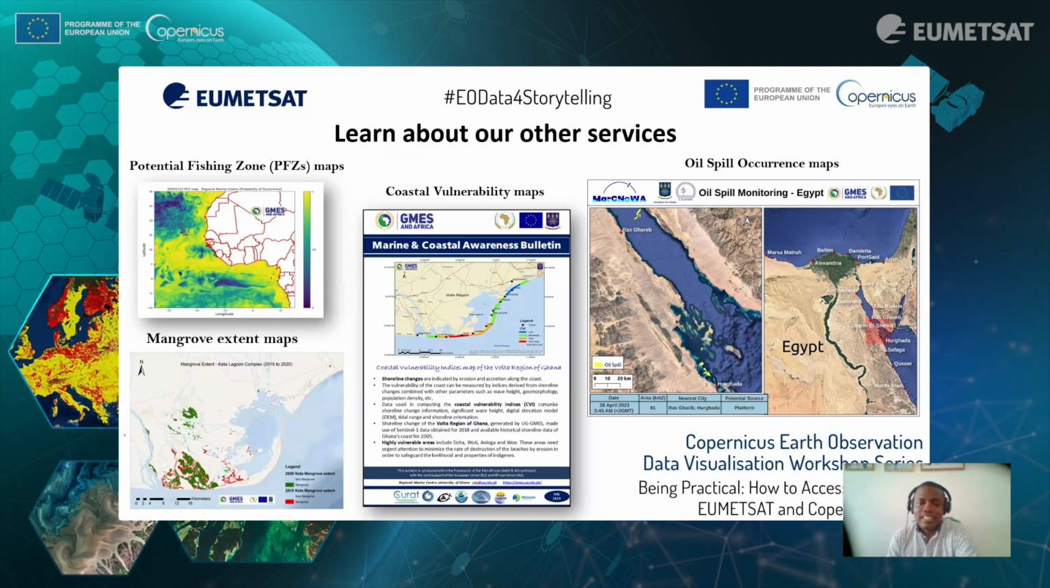I'll just leave my last couple of slides on the other services that we do with the Copernicus data. We also have fishing zone maps, mangrove extent maps, coastal vulnerability maps, and our new service that we just added is the oil spill occurrence maps.